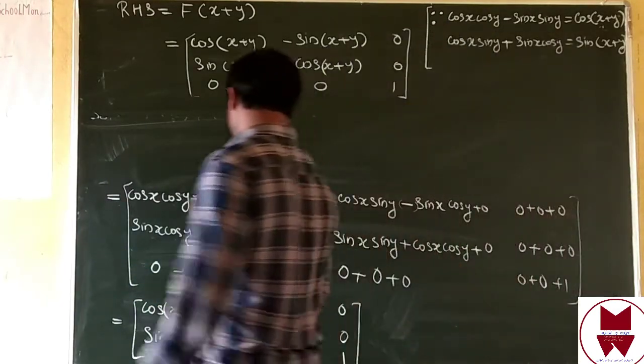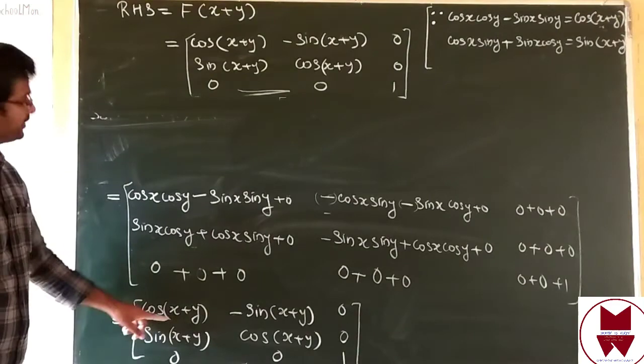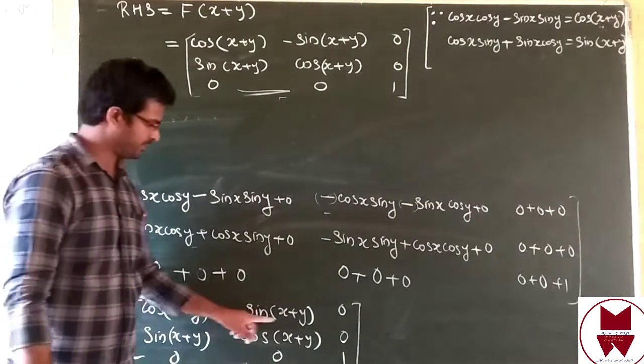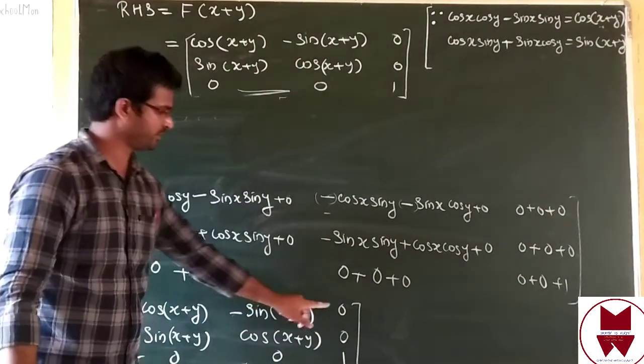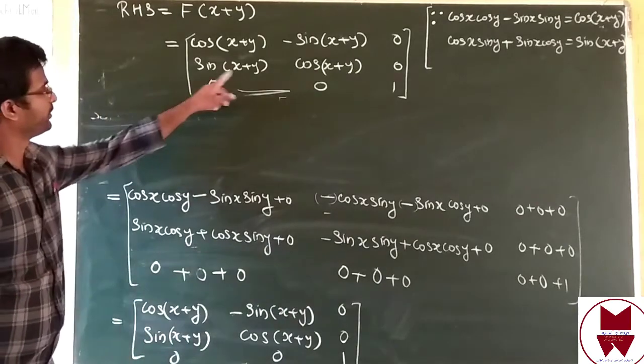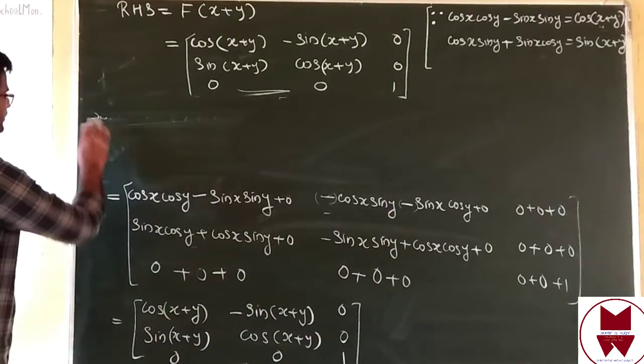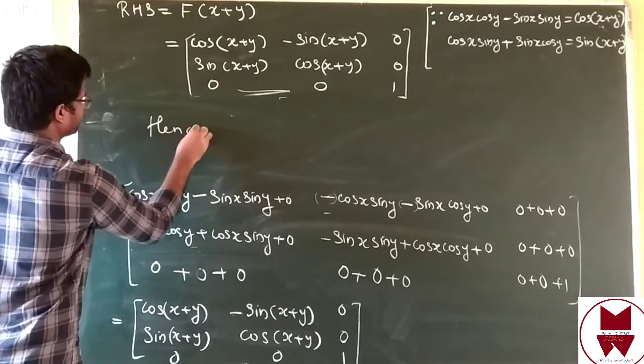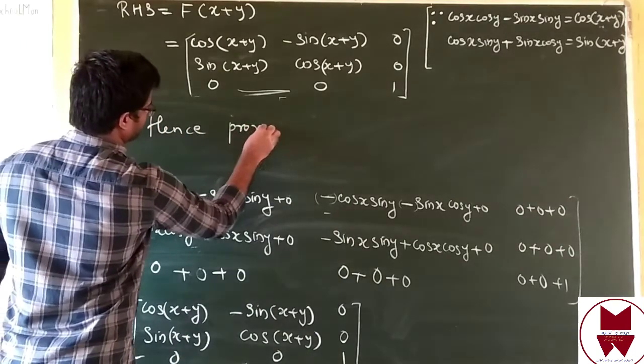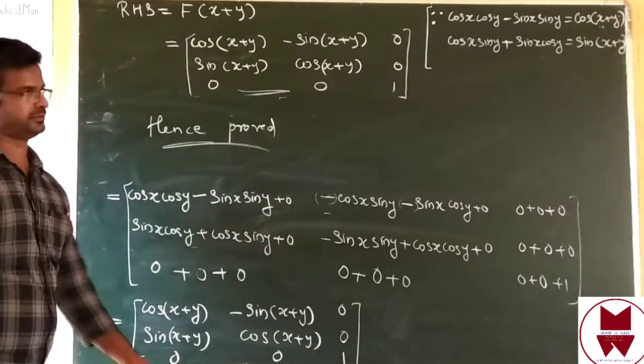Now check it. LHS answer: cos of x plus y, minus sin of x plus y, 0. Then sin of x plus y, cos of x plus y, 0. Everything is equal, LHS and RHS are equal. Hence proved.